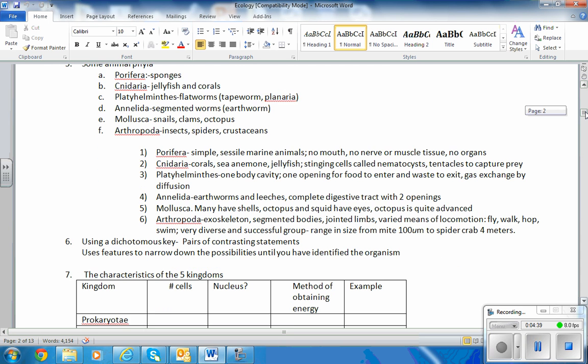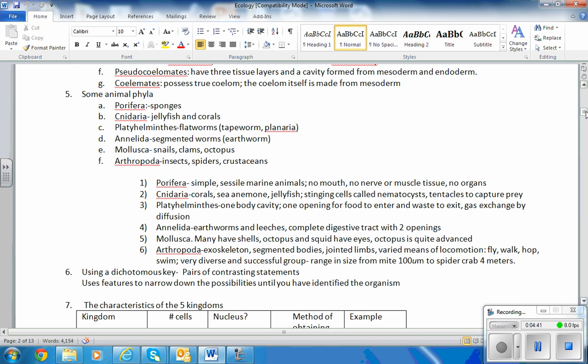Now here are some examples of groupings. Within the animal kingdom, these are some phyla. Remember that if we chop the animal kingdom up into groups of animals that are similar, then we get these different phyla, and then within the phyla we can chop them up to get more specific groups. For the least complex one, Porifera, sponges are going to be the main example of organisms in that grouping.